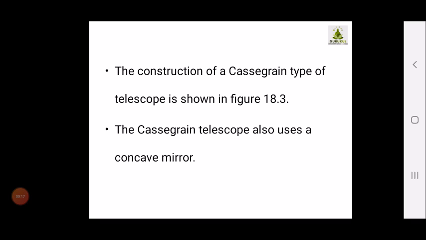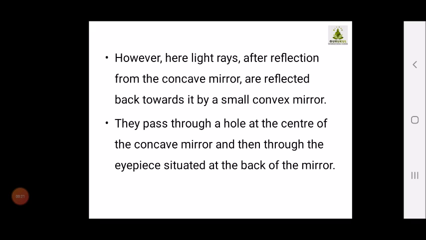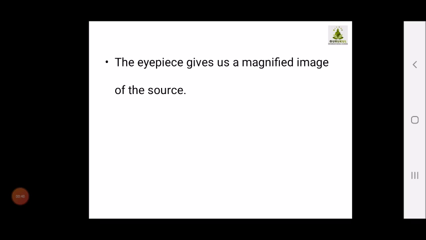The Cassegrain telescope also uses a concave mirror. However, here the light rays after reflection from the concave mirror are reflected backwards by a small convex mirror. They pass through a hole at the center of the concave mirror and then through the eyepiece situated at the back of the mirror. The eyepiece gives us a magnified image of the source.